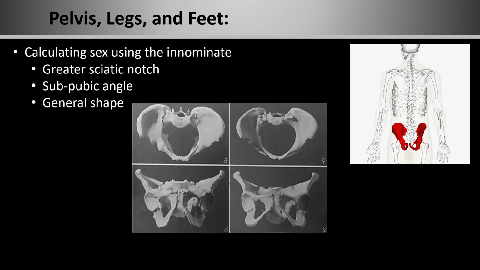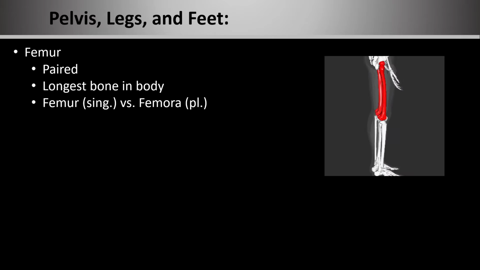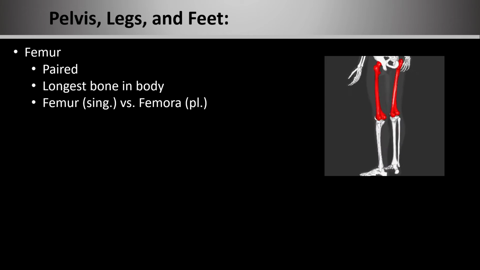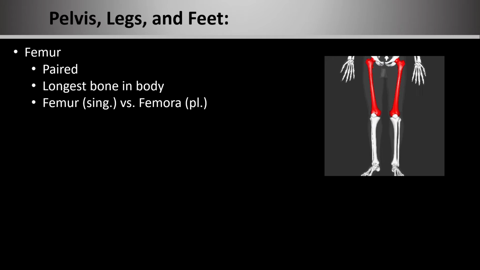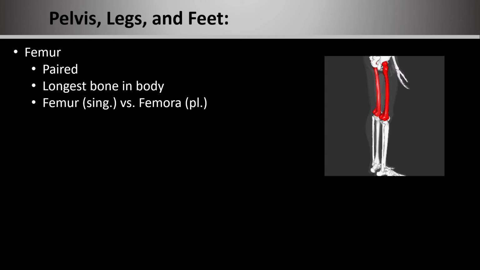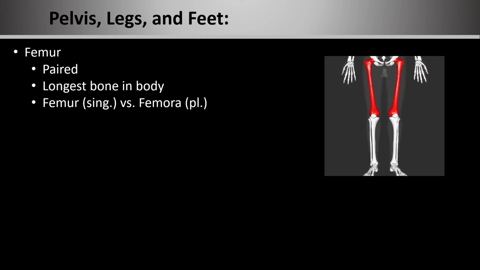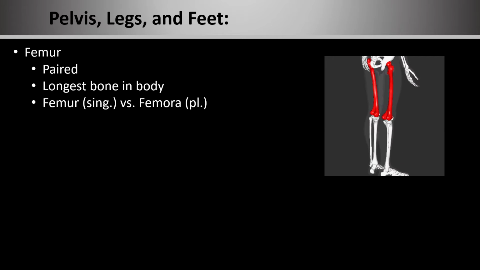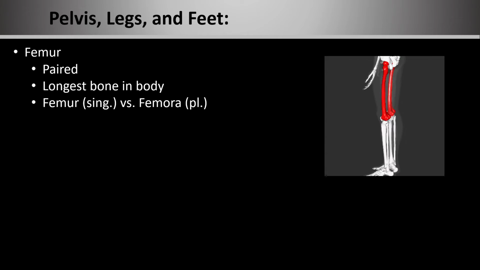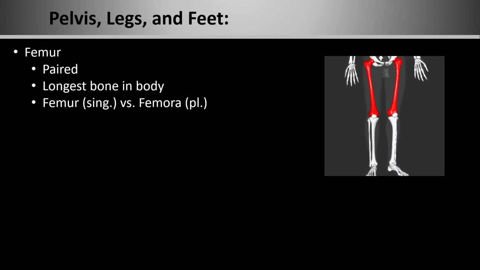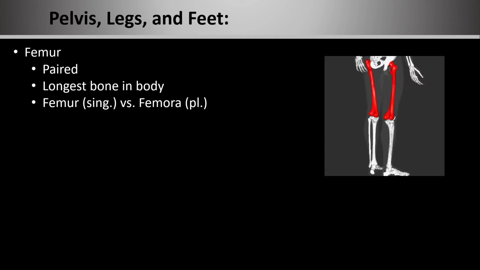So let's move to the next bone, the femur. The femur is the longest bone in the body. It is paired. You have one on each side. So femur is actually the singular, and femora is the plural. So we say we have one femur or we have two femora. There are several important features on the femora.